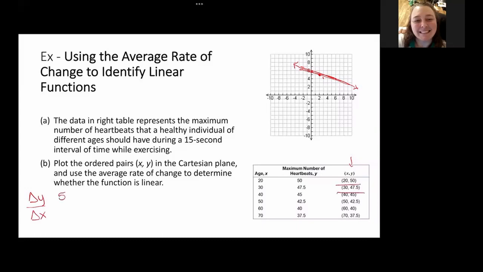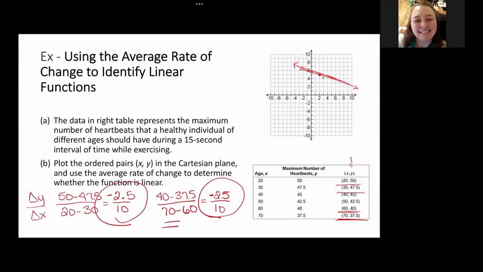So let's pick out the first 2 points. So we've got 50 minus 47.5 over 20 minus 30. That'd be 2.5 over 10. Do the same thing for these last two. 40 minus 37.5 over 70 minus 60. And this is negative actually, right? Equals 10 minus 2.5.